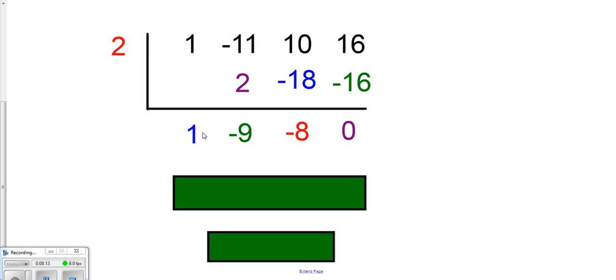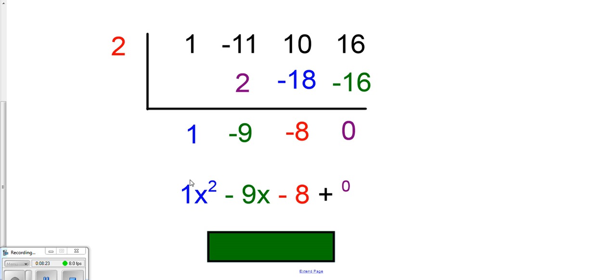So again, here are my coefficients. 0 is my remainder. Negative 8 is my constant. Negative 9 is my x term. And 1 is my x squared term. So each of these takes a place: remainder, constant, x to the 1, x to the 2, and so on.